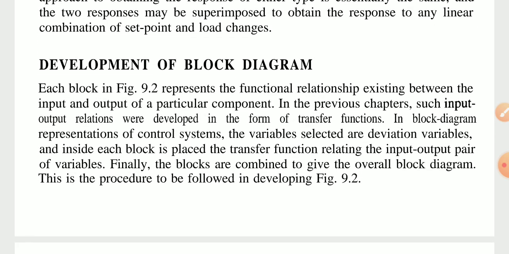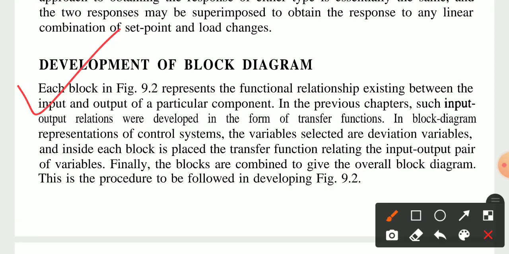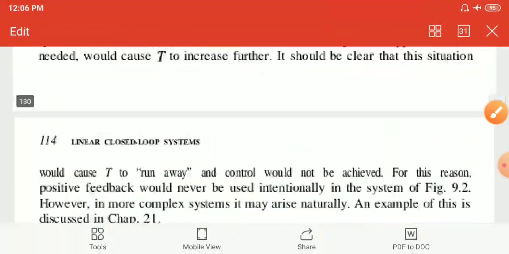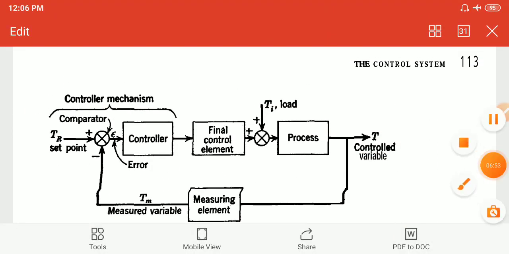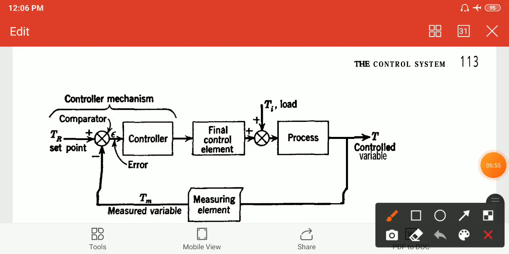Now the development of the block diagram, which we see in the previous lecture, Figure 9.2, the upper part we have seen, that same one. This is the development of the block diagram system. Again the repeated part: comparator, set point, controller, final control element, any process, and the measuring element for the measured control variable. This is simply the controller mechanism part in the development of the block diagram.